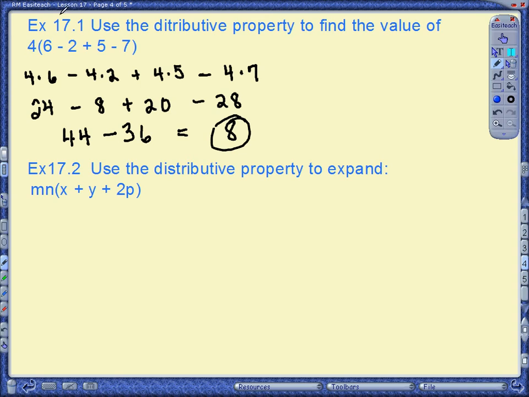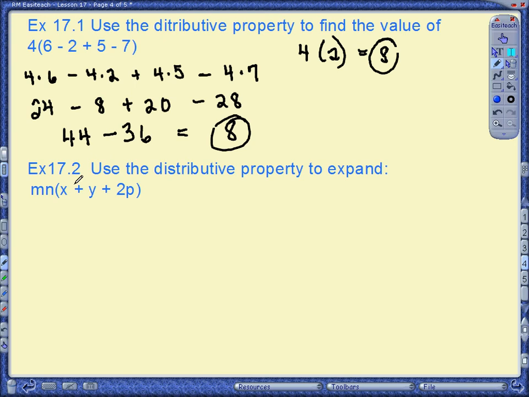And we'll just check to see if we would have gotten it the same way if we'd added first in the parentheses. 6 minus 2 is 4. 4 plus 5 is 9. 9 minus 7 is 2. 4 times 2 also equals 8. So you can see that the distributive property even works when there are more than two numerals in the parentheses.